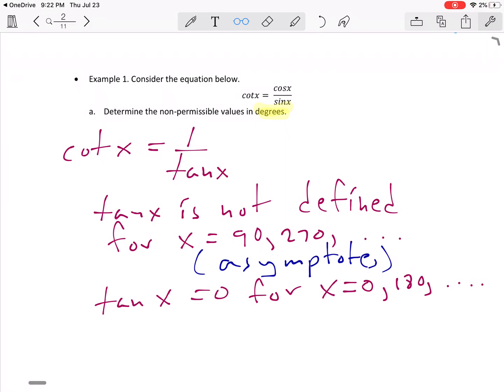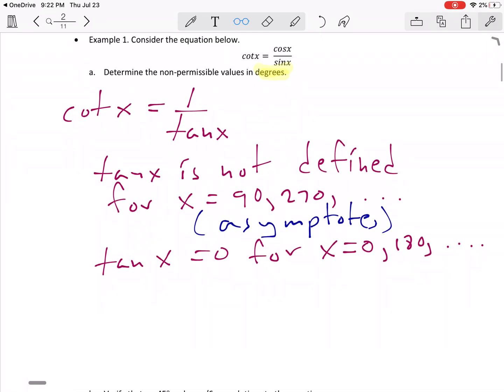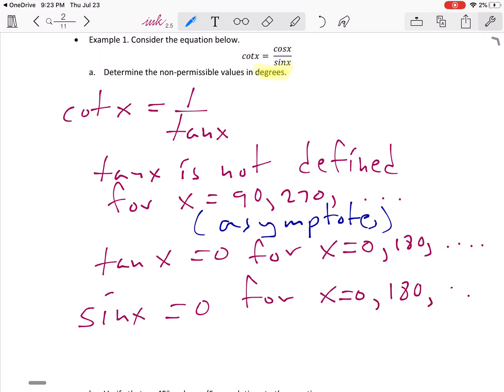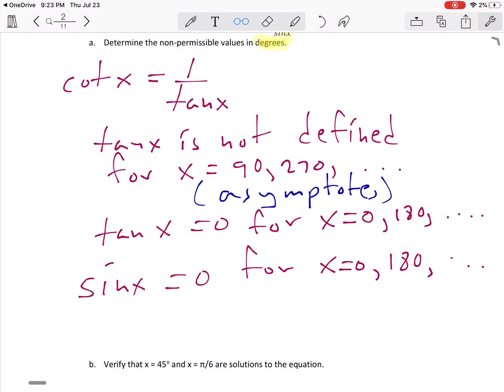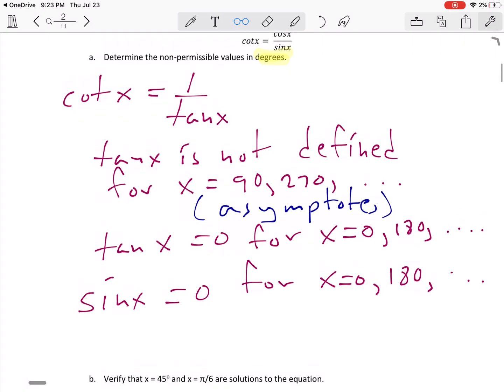Okay, and so now, this was looking at everything on the left side of the equation. Let's look at the cosine x over sine x. So sine x cannot be 0, right? And so sine x equals 0 for x equals 0, 180, 360, and so on. Okay, so we've got the values where tangent is invalid, undefined. We've got where tangent is equal to 0 because cotangent is 1 over tangent. And then we've got the values where sine is equal to 0 because it's cosine over sine.